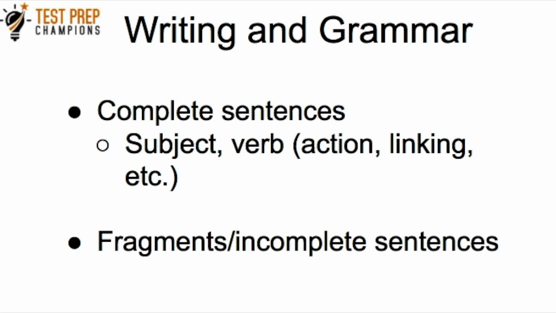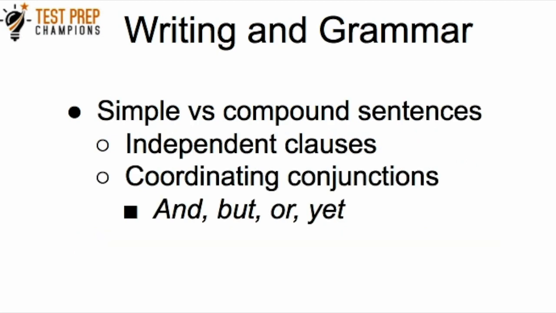Okay, so next we have the writing and grammar. And something really important would be knowing about complete sentences and how to tell a fragment or an incomplete sentence from a complete sentence. Now, you should know that a complete sentence is going to have a subject and a verb, sometimes more than one. And so just be aware of the difference between the two. And also know that a simple sentence is also called an independent clause. So a simple sentence is just going to have a subject and a verb and express a complete thought. And coordinating conjunctions join those independent clauses together.